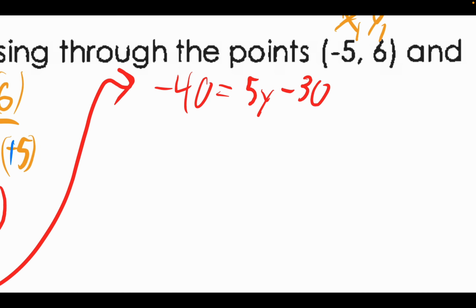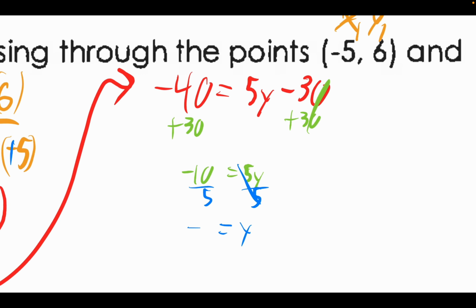So now at this point of the problem, we just turn this into a normal equation that we solve. So I'm going to add 30 to both sides to undo the subtraction of 30 and to move it away from my y and toward the other number. I get negative 10 equals 5y. Now if I divide by 5, I get y to equal negative 2. So I successfully found my missing y value.